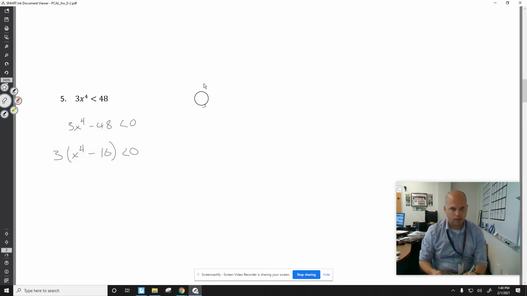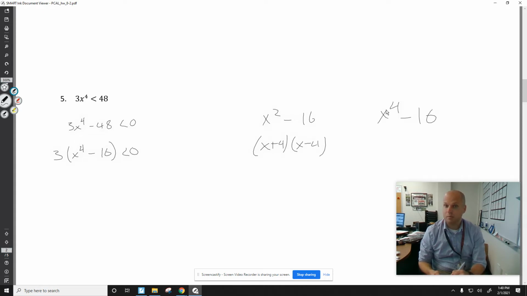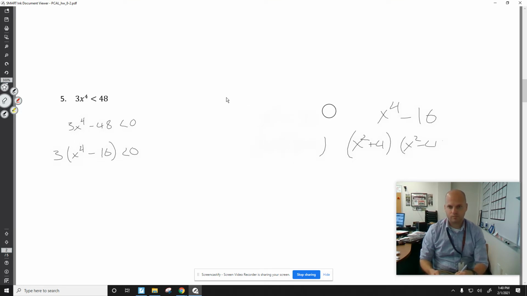And then x to the 4th minus 16. This is similar to x squared minus 16, which is x plus 4 times x minus 4. x to the 4th minus 16 would be x squared plus 4, x squared minus 4. Okay? Making sure we understand that.